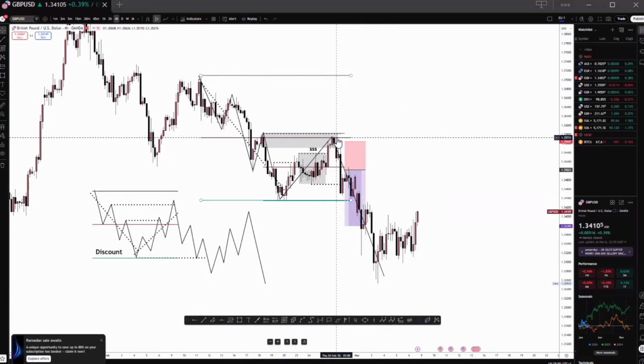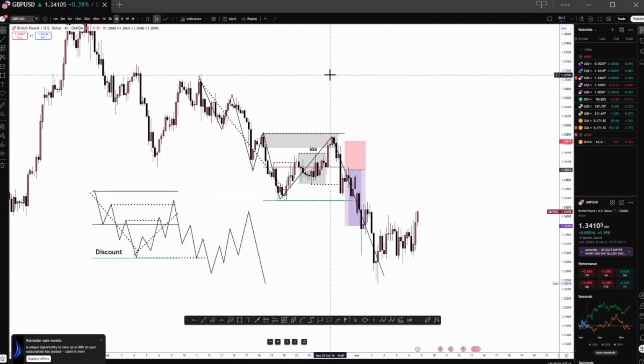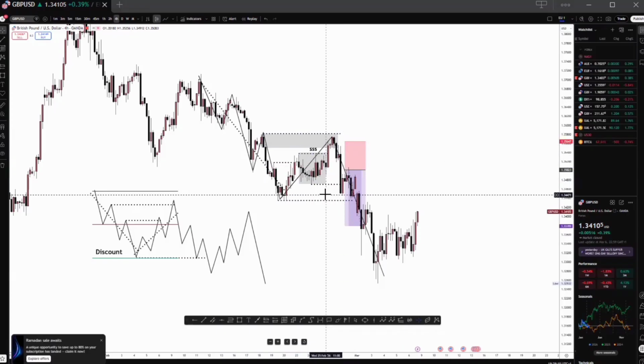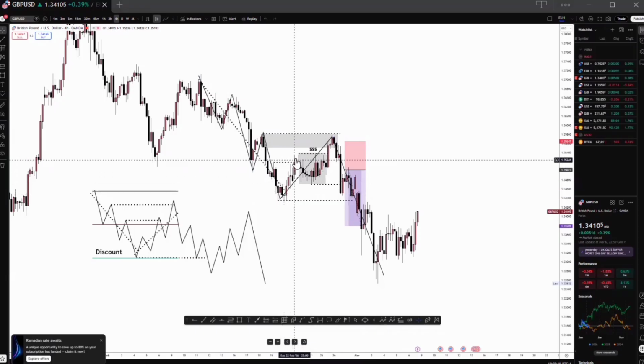So you understand what's going on now? Yeah, it makes sense. Now it makes sense because it has its own internal structure, which has its own internal ranges, which have their own premium and discount, and I have to watch for the manipulation happening in there. Exactly. So this was a new structure that was being created as a retracement.